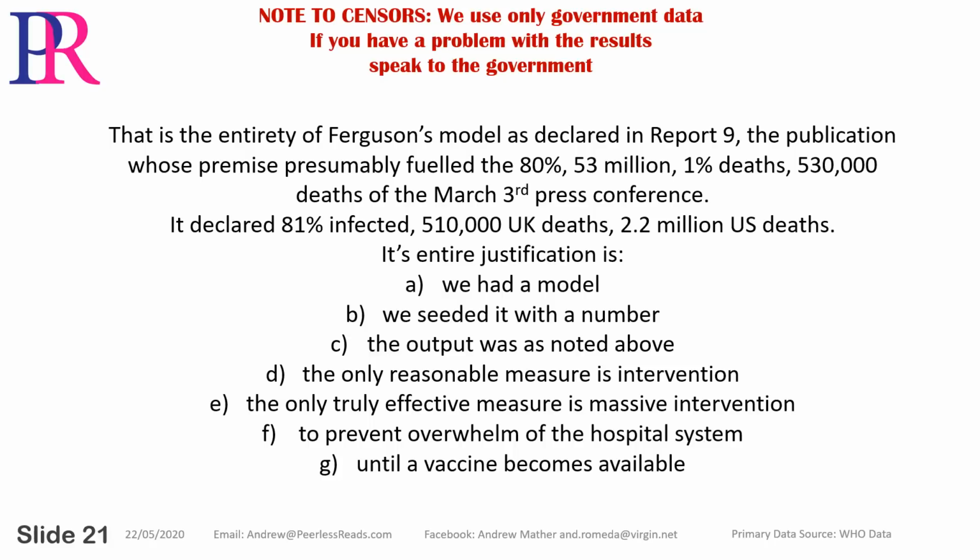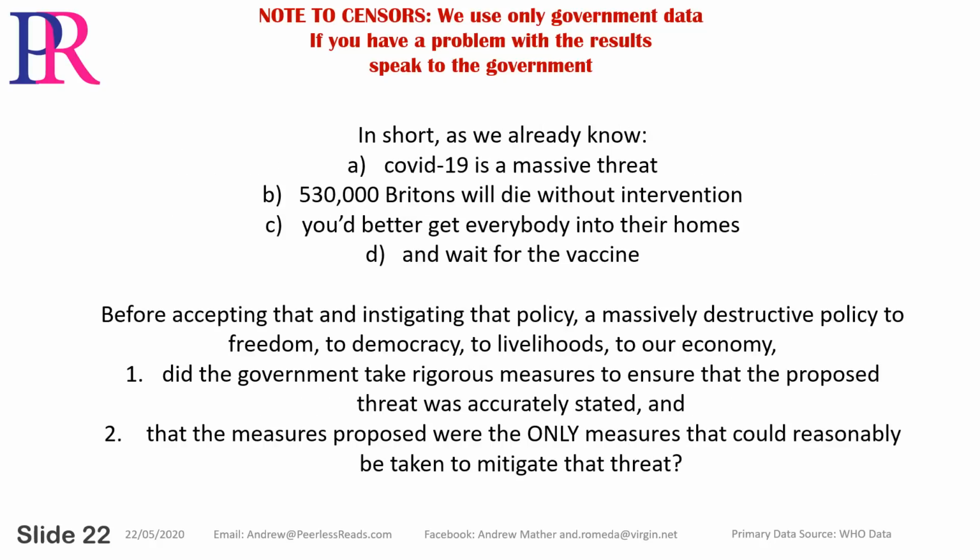It declared 81% infected, 510,000 UK deaths, 2.2 million US deaths. Its entire justification is: we had a model, we seeded it with a number, and the output was as noted above. The only reasonable measure is intervention, the only truly effective measure is massive intervention to prevent overwhelm of the hospital system until a vaccine becomes available.